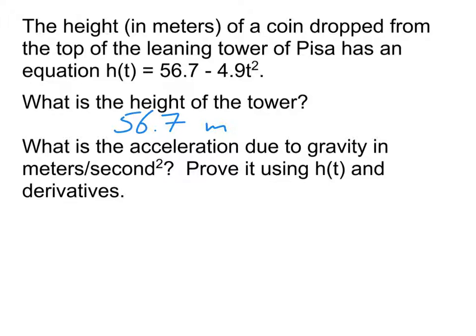Now, second question, what is the acceleration due to gravity when we're measuring here in meters per second squared? Well, I have a position function here, h of t. What do I need to do to that to find acceleration? Well, we need to find the second derivative. And so in order to figure out what a of t is, that means you're going to have to figure out what h double prime of t is. So figure out the second derivative of that original equation, please.